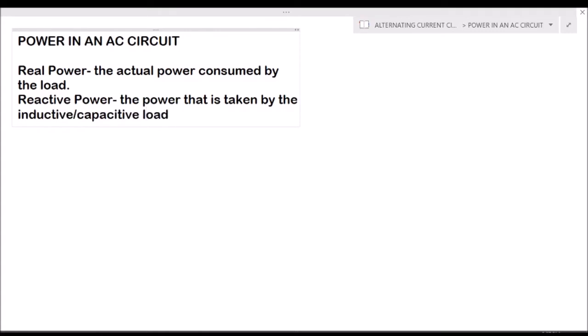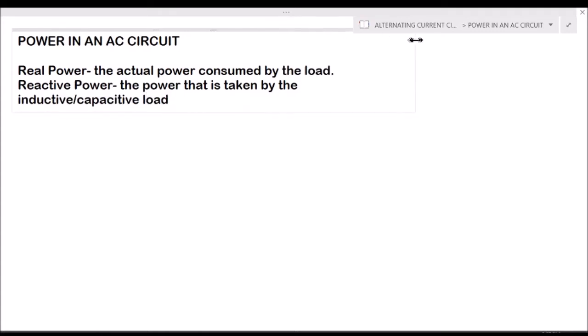Reactive power, that is the power that we could say is taken by the inductive or capacitive load. And we also have the apparent power. So this is the apparent power, okay? The apparent power is the capacity of the system.